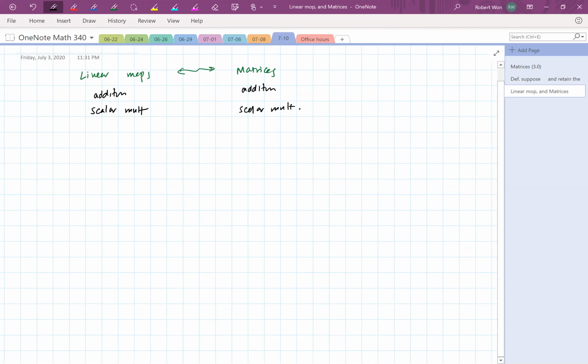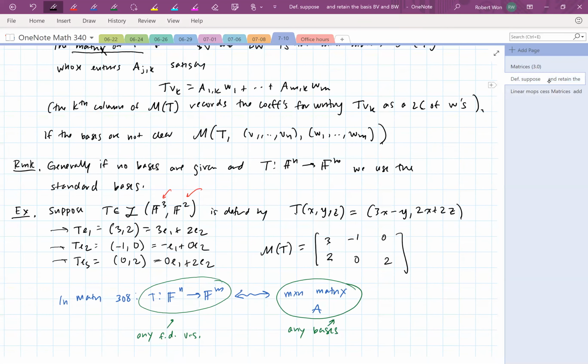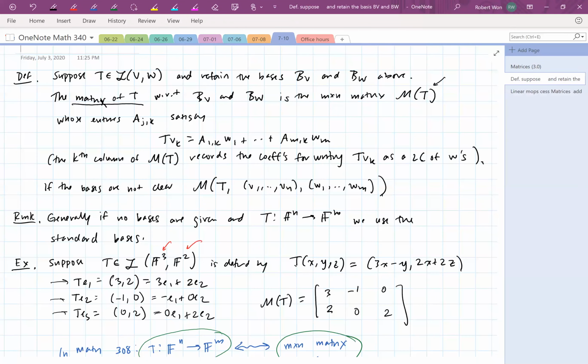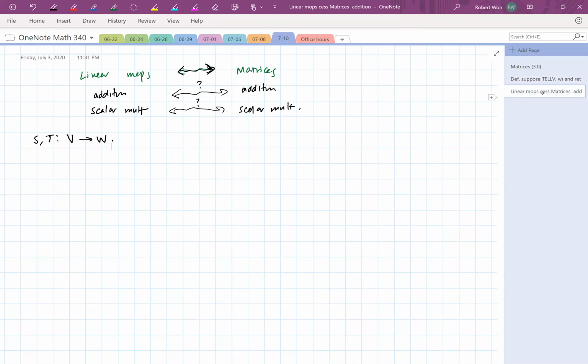One question is, in this correspondence between linear maps and matrices, do these things also correspond? In other words, suppose that S and T are two linear maps from V to W. Well, we just saw the process where you can get a matrix of S and a matrix of T once you've fixed a basis, right? So fixed bases. Here, you can get a matrix for S with respect to this basis and a matrix for T with respect to this basis, right? And these are both M by N matrices.